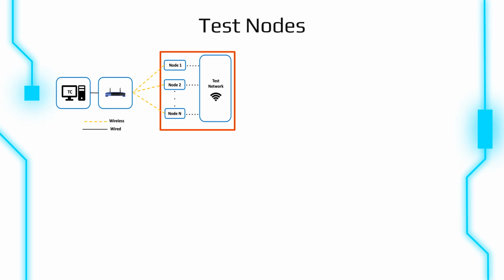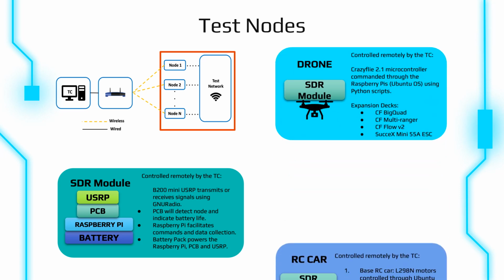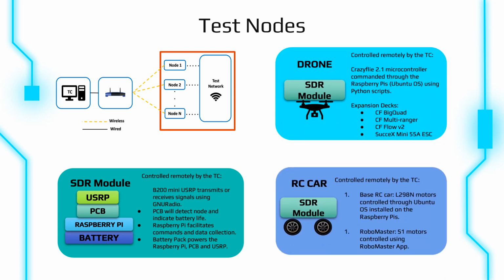For our test nodes, we have the main module, which is a software-defined radio module, which is going to have the battery pack, the Raspberry Pi, the PCB, and the USB hardware. This module could be either stationary or mobile. If it's mobile, the module can be placed on top of the drone or the RC car, which are both going to be controlled by the testbed controller.